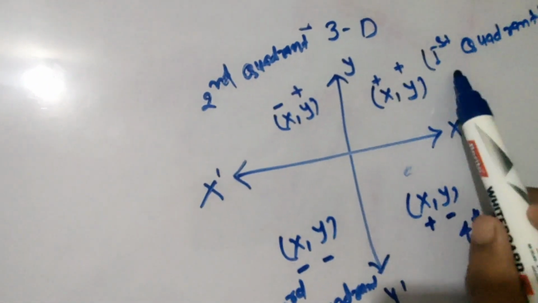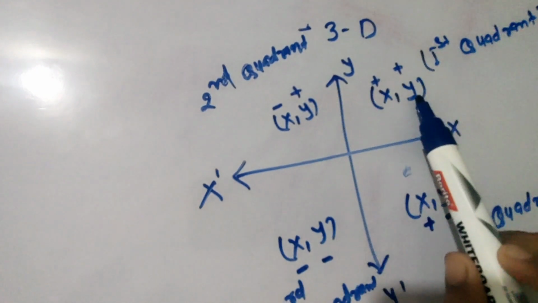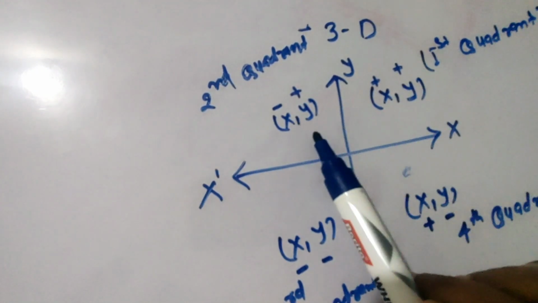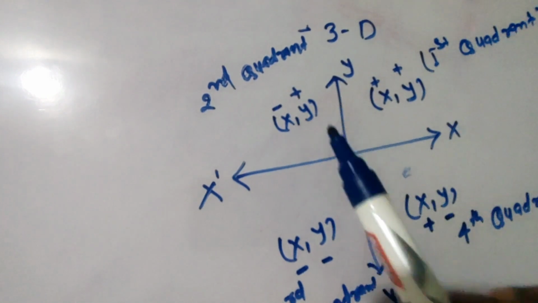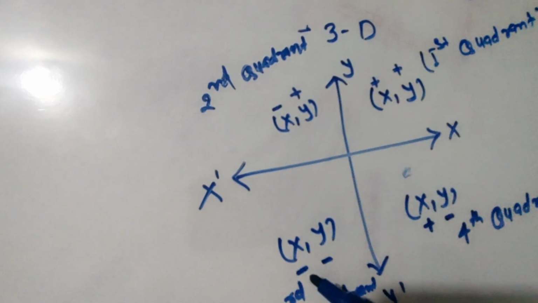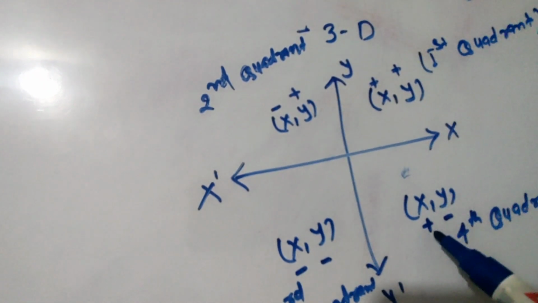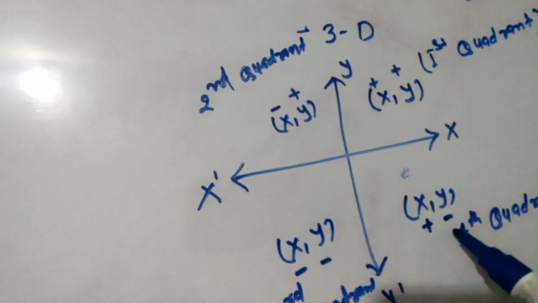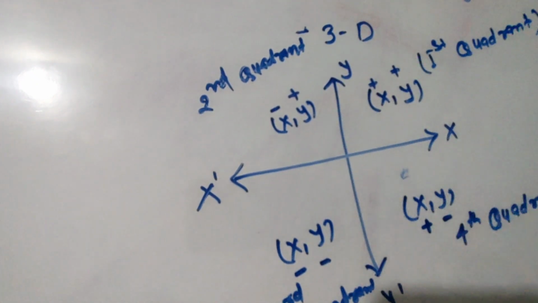This is the first quadrant: x coordinate positive, y coordinate positive. This is the second quadrant: x coordinate negative, y coordinate positive. This is the third quadrant: x coordinate negative, y coordinate also negative. In the fourth quadrant, x is positive but y is negative.